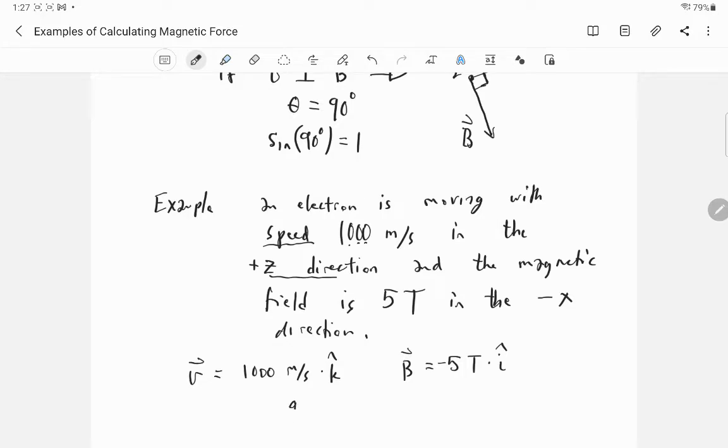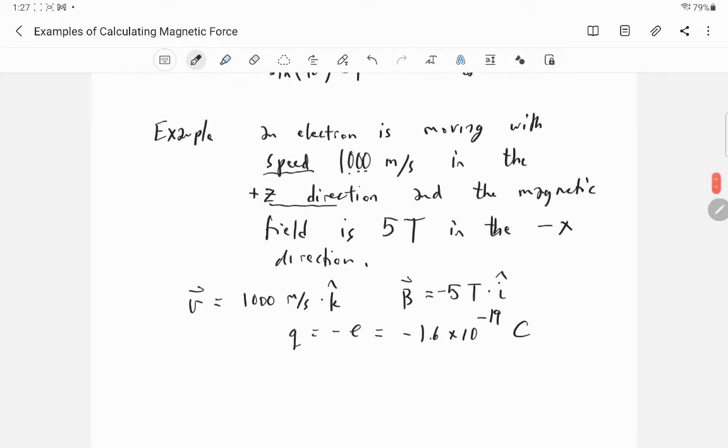But Q, I have to be careful, is negative e. That's the charge of an electron. It comes with this minus sign. Or in SI units, it's negative 1.6 times 10 to the minus 19 Coulomb. The electron is negative, so I put in the minus sign, right?